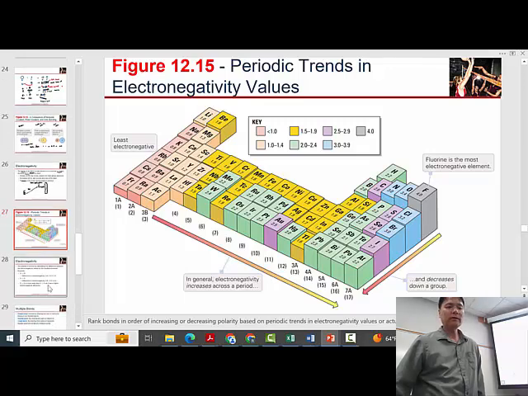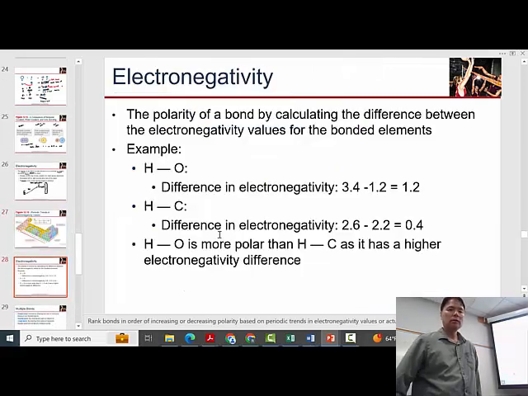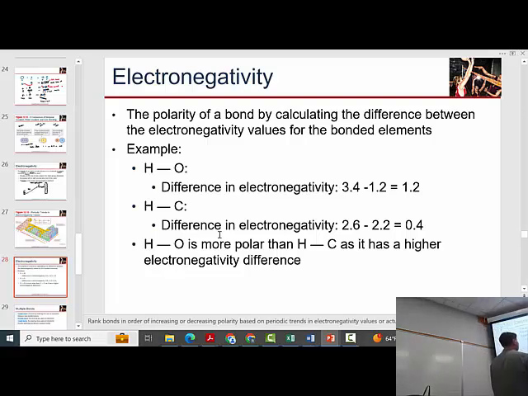Now, we have some very simple rules for bonds. This is like a tug of war. 3.4 is strong. The strongest is 4.0. This is a tug of war match between a 3.4 and a 1.2. Who's going to win? 3.4 is going to win. A 2.6 versus a 2.2. 2.6 is going to win. But we see that the bigger the difference in electronegativity, the more lopsided the tug of war is.